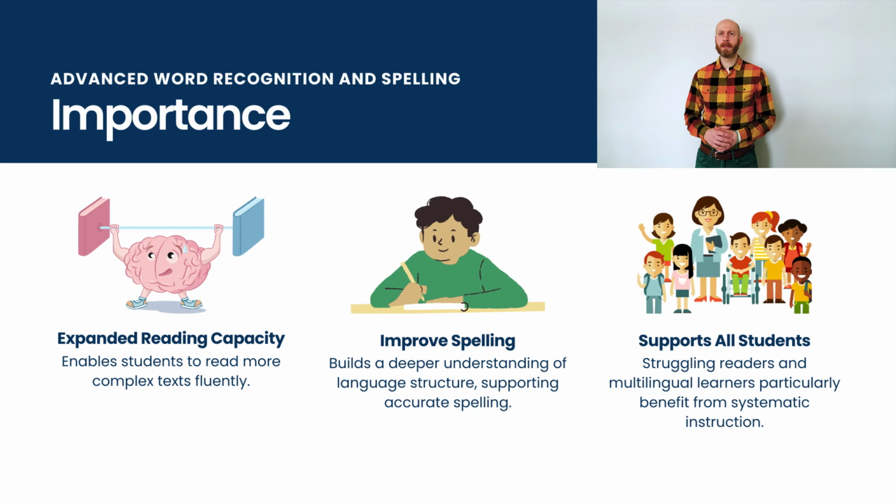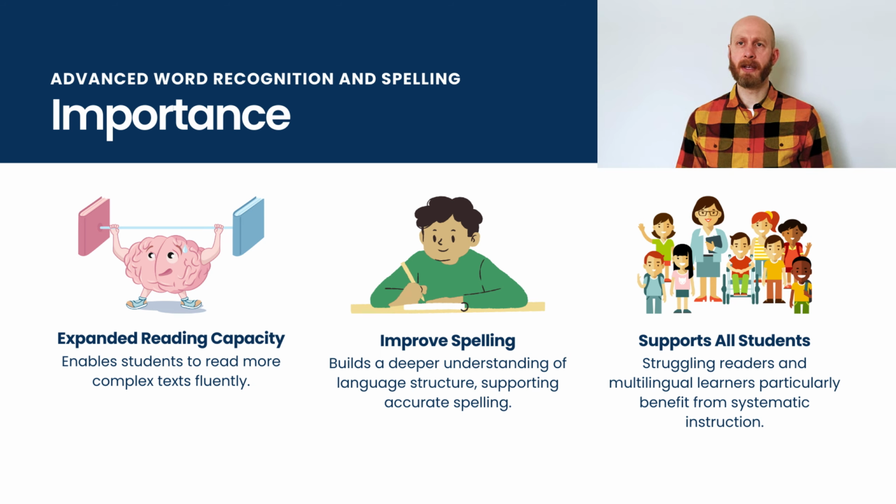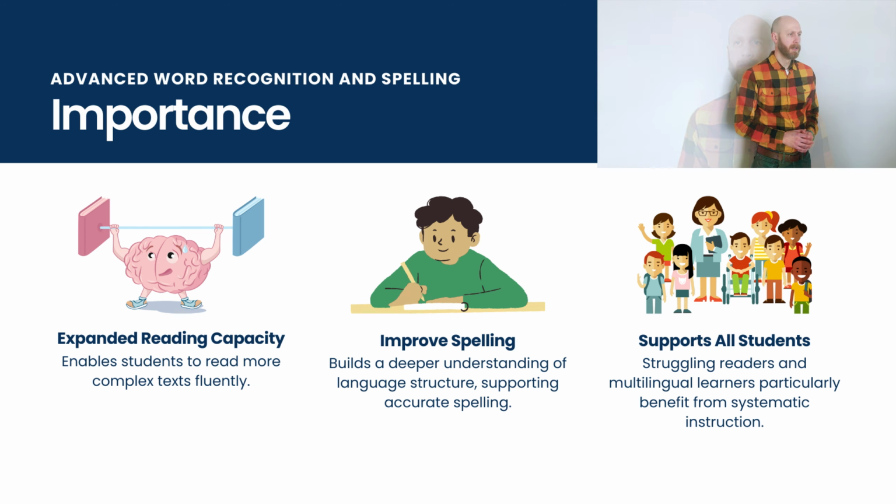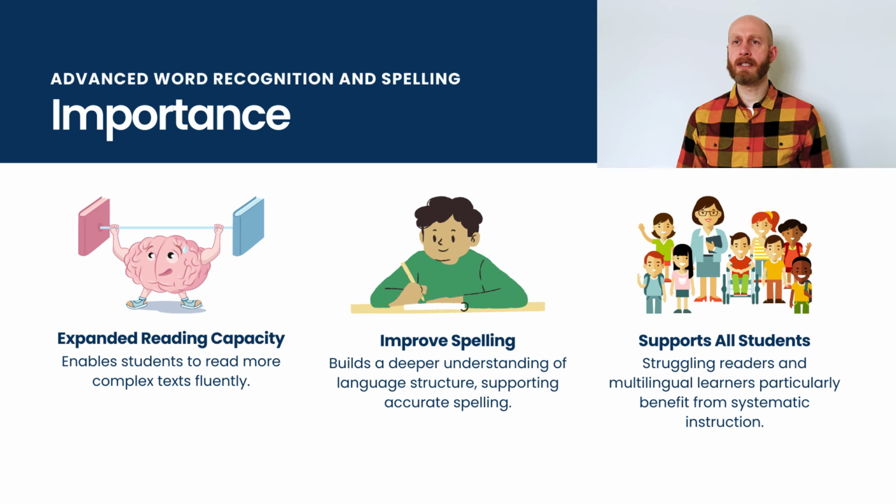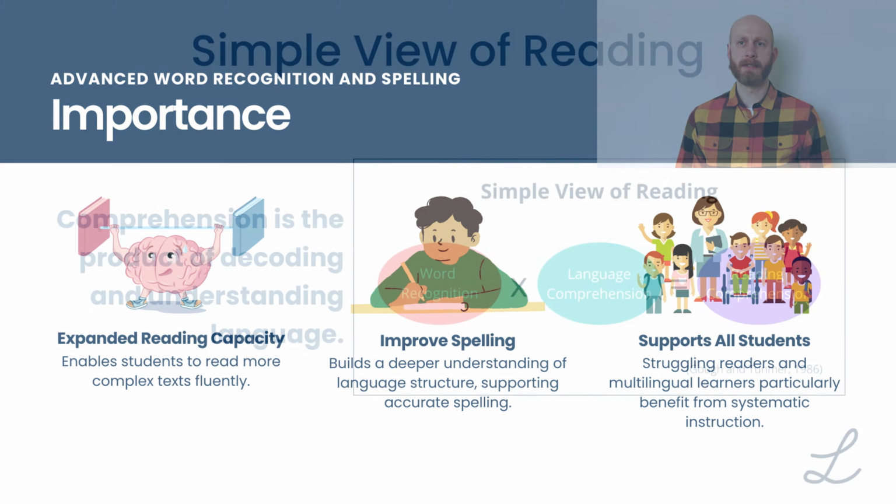Why is this topic important? Let's break it down. First, advanced word recognition expands students' reading capacity, allowing them to handle complex texts fluently. Second, these skills improve spelling by helping students understand the underlying structure of words. This deeper understanding is essential for spelling accuracy. Finally, this instruction supports all students, but it is particularly impactful for struggling readers and multilingual learners. Systematic teaching of these skills helps close gaps and build confidence.